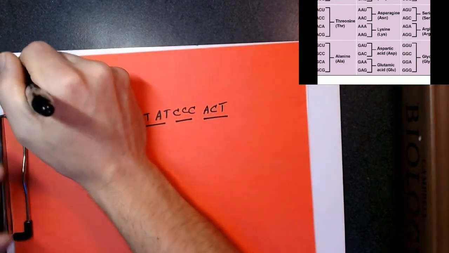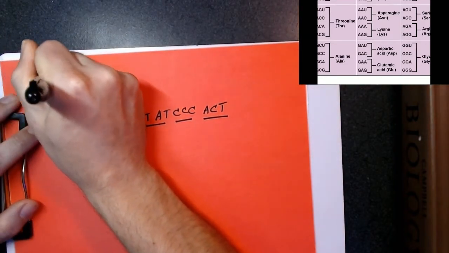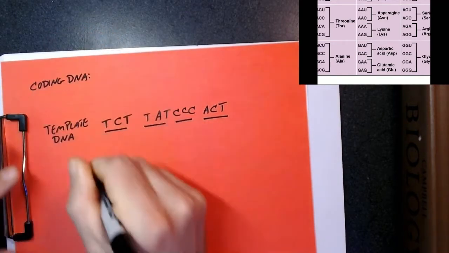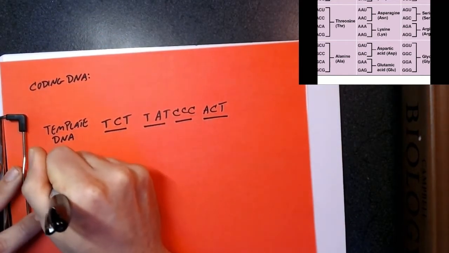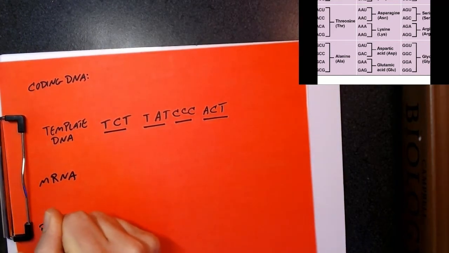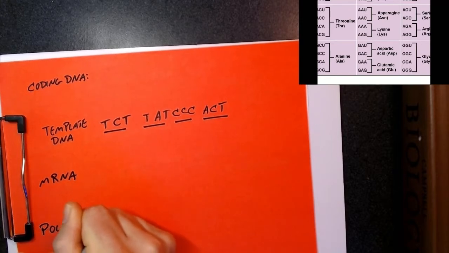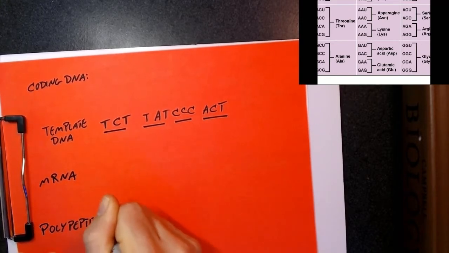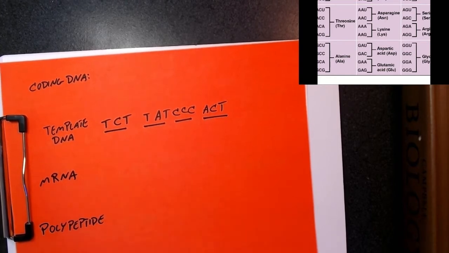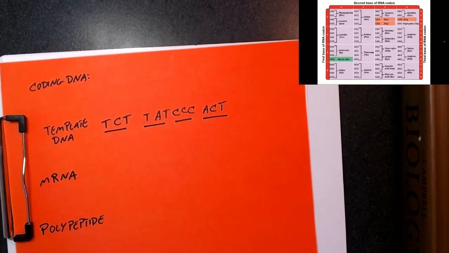What would the coding strand look like? Coding DNA. What would the mRNA look like? And what would the polypeptide look like? Solve all 3 of these on your own, and then I'll come back with the answer. So pause the video now, and then I will give you the answer afterward.